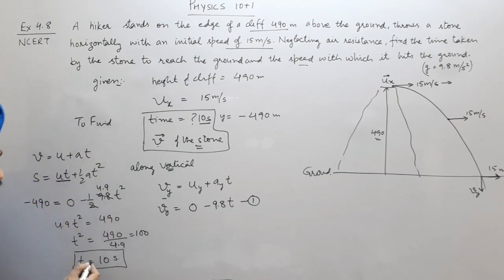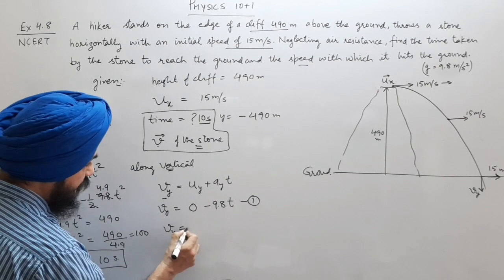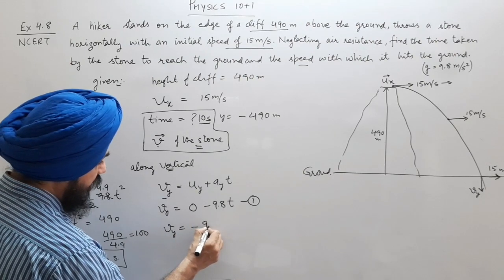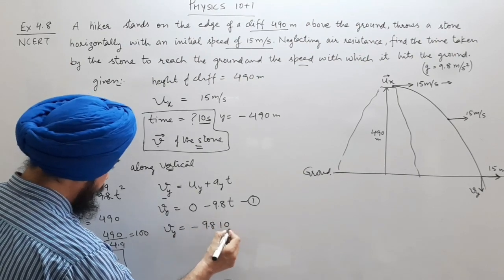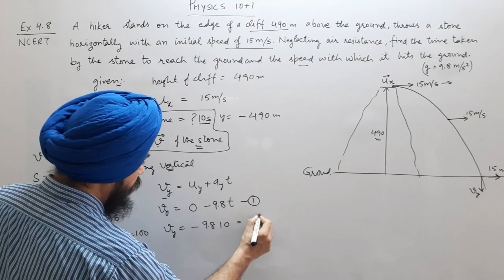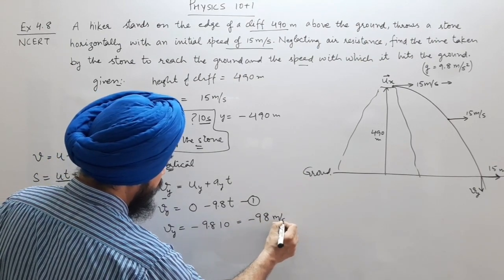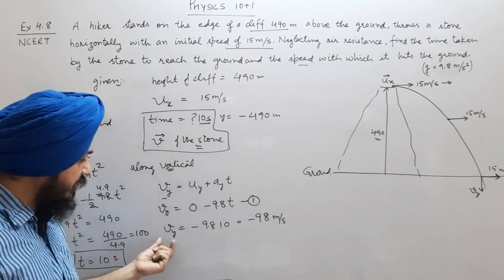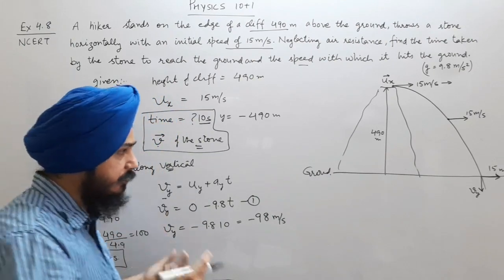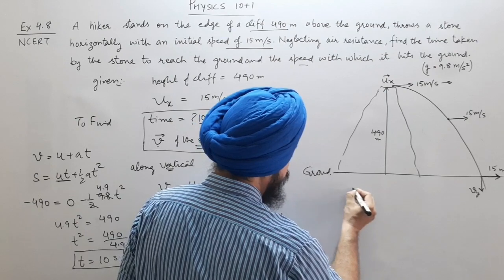Now we will put this time in this equation. So minus 9.8 times 10. So this will give me minus 98 meter per second. So this is my component of velocity along y-axis. So now I have both the components.